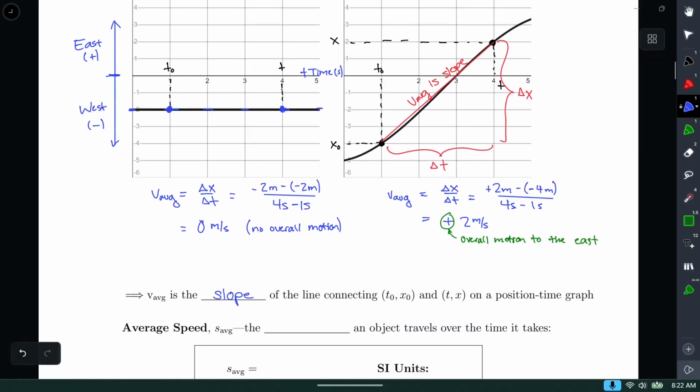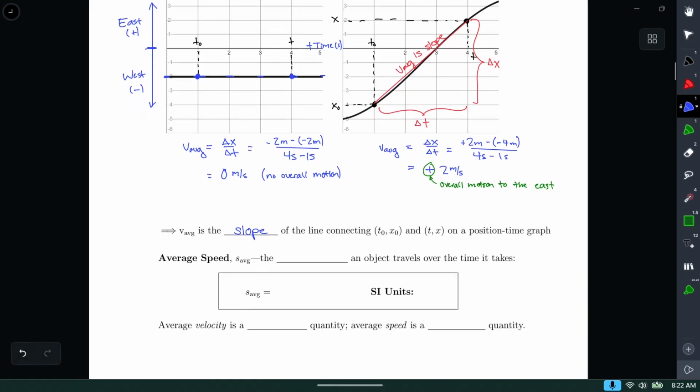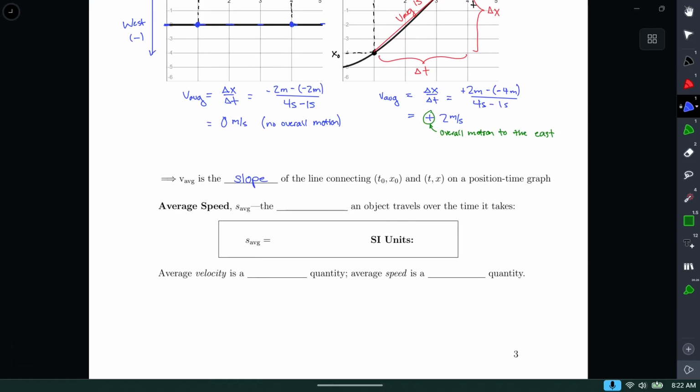If you have a position versus time graph like this, the average velocity is the slope between 2 points on that graph. All right, average speed is one that we will not actually use very much, but it's one that you have a sense of in everyday life, so I have to tell you the difference between it and average velocity.